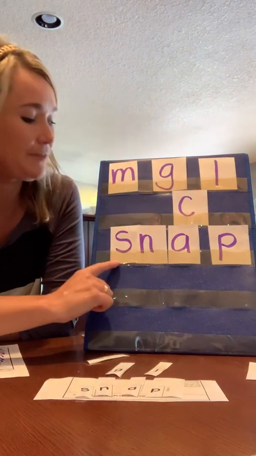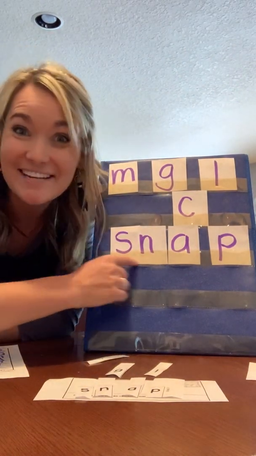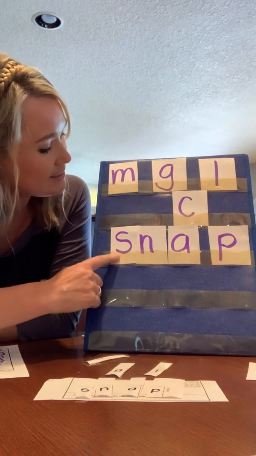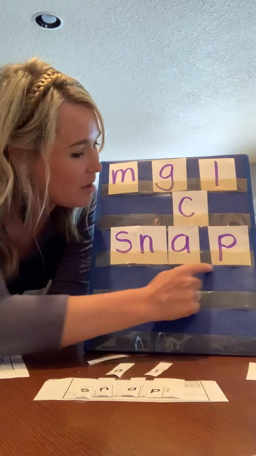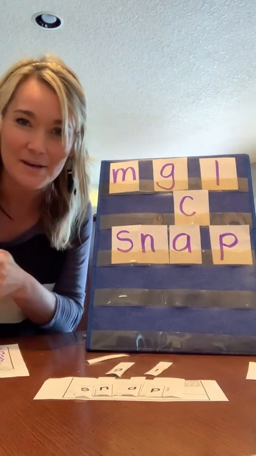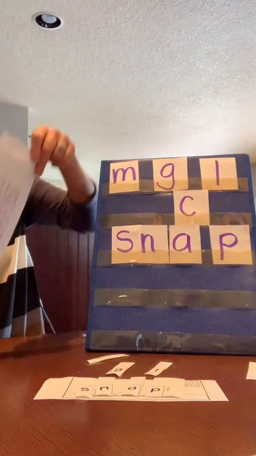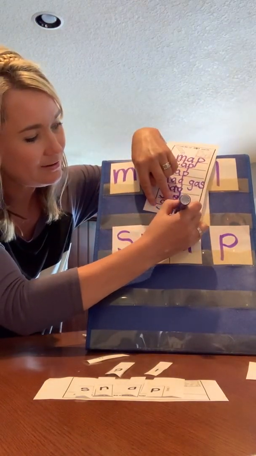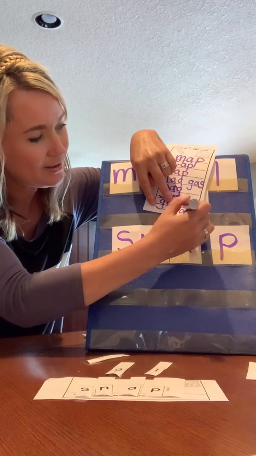Then take your pointer finger and let's sound this out. Here's an S blend at the beginning of a word. Get ready. Snap. Take a moment, please, to record that. I have some extra space down here. Snap.